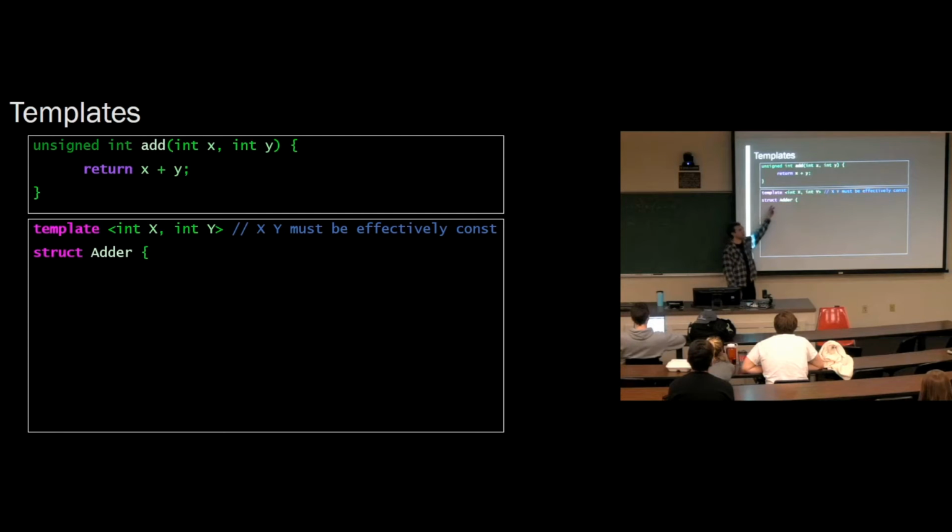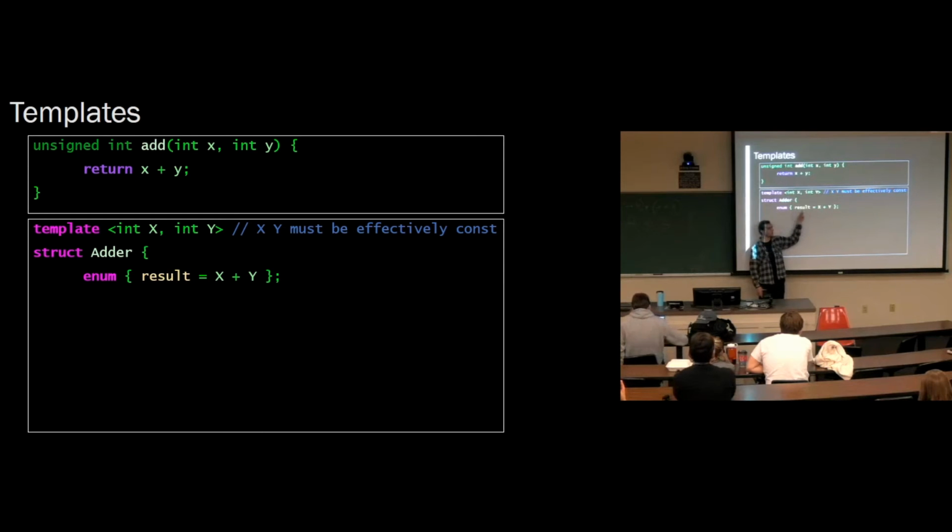And then we're going to define a struct called adder. And this struct is going to have an enum. An enum is basically just a name to value pairing, if I understand correctly. So this is just going to associate the result name with this value. But the trick is enums get computed at compile time because they're const. So accessing the result variable will return the same value every time because this is const. Because it's const, it's going to be computed at compile time.